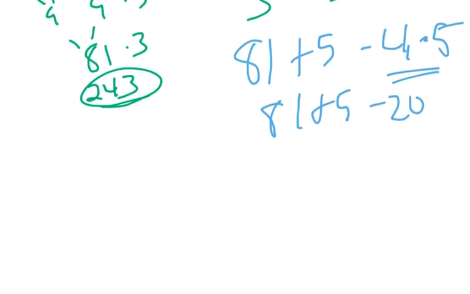Now we have to add and then subtract. So 81 plus 5 gives you 86 minus 20. When you subtract, then you get 66.